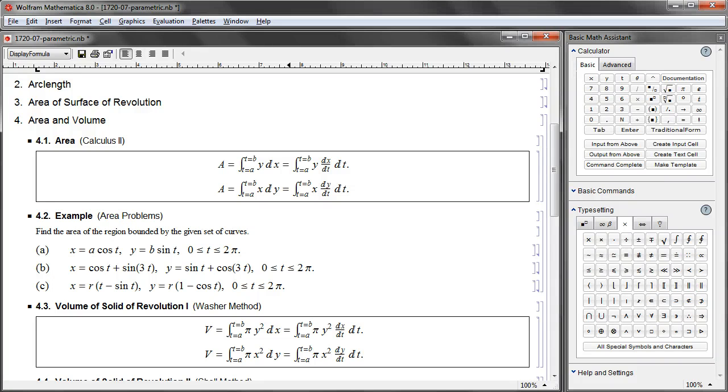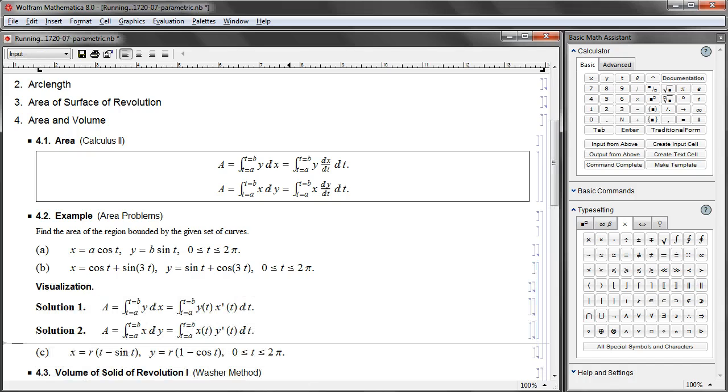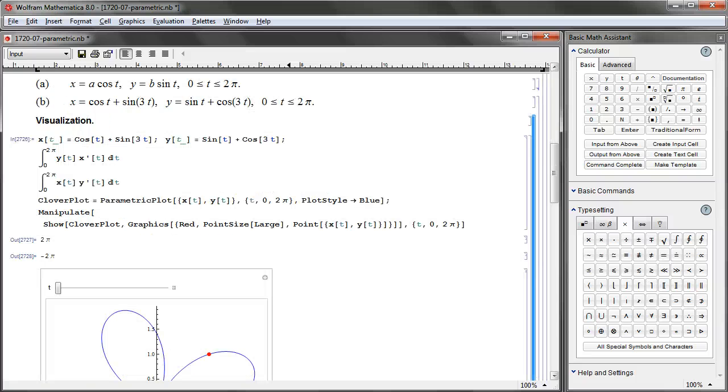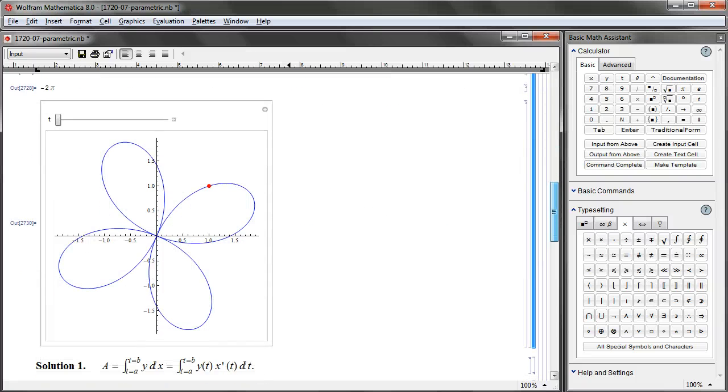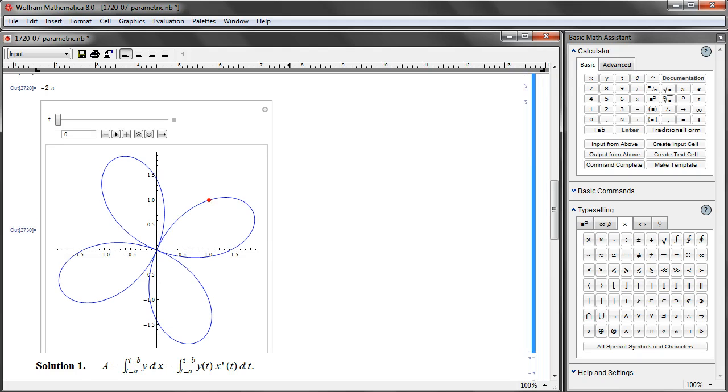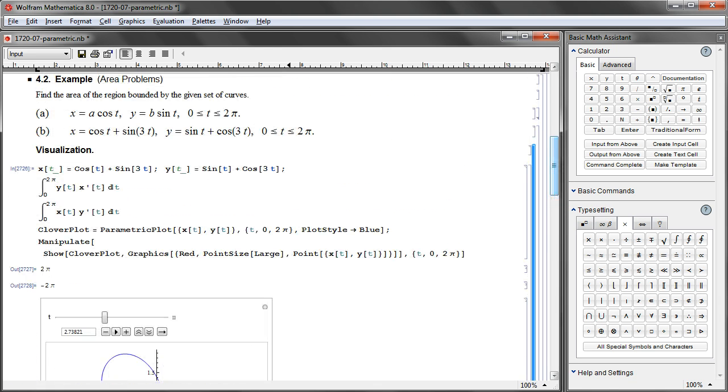Let's do one problem. How about problem B here? If I remember correctly, it'll generate an interesting picture right over here. Yes, indeed. So we have this kind of curve, and this is a moving particle model, and we want to find the area inside this clover. So how do we do that?